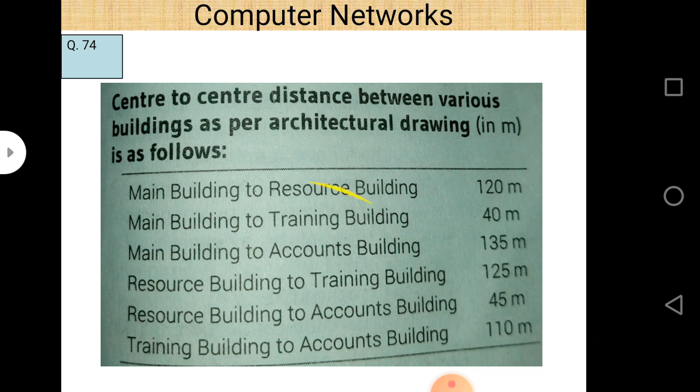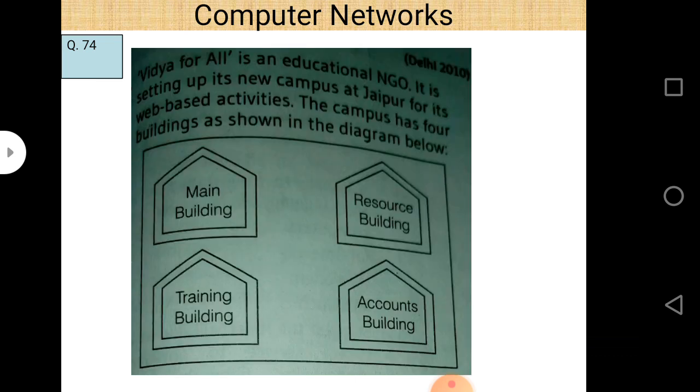And this says that Vidya for All is an educational NGO. It is setting up its new campus at Jaipur for its web-based activities. The campus has 4 buildings as shown in the diagram. So there is an educational NGO here, and they want to set up a new campus at Jaipur.